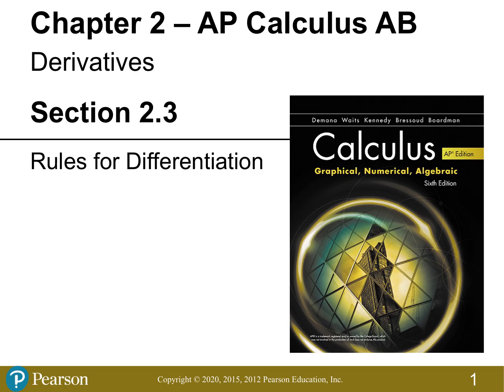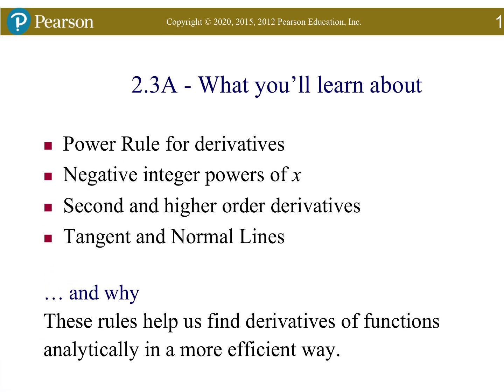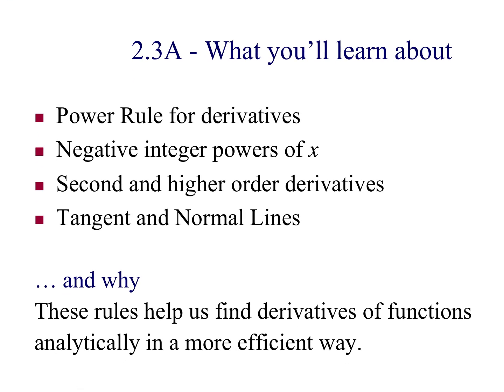We're going to start with learning some rules for differentiation. Differentiation is the verb form of finding derivatives. So I'll say differentiate. That means to find the derivative of something. So we're going to learn some rules to help us out. We're going to talk about the power rule. We're going to talk about what to do when powers are negative, how that works. We're going to talk about finding a first, second, and third derivative. And then we're going to review tangent and normal lines.